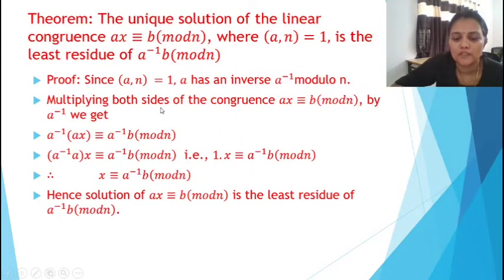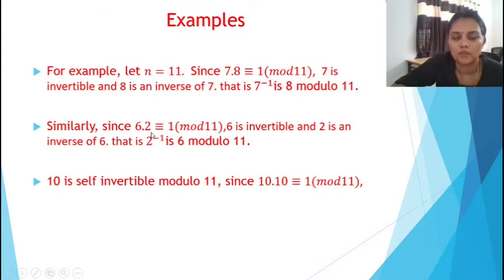Similarly, 6 into 2 equals 12, and 12 minus 1 is equal to 11, which is a multiple of 11. So 6 × 2 is congruent to 1 mod 11. Therefore, 6 is invertible and 2 is an inverse of 6. That is, 2 inverse is 6 modulo 11. Similarly, 6 inverse is 2 modulo 11. Now 10 is self-invertible modulo 11.